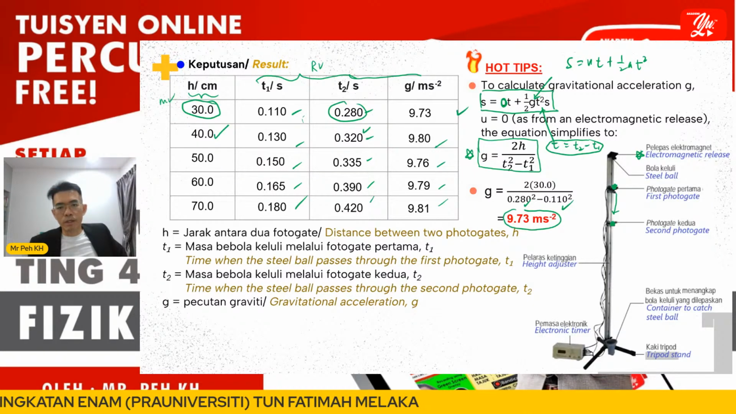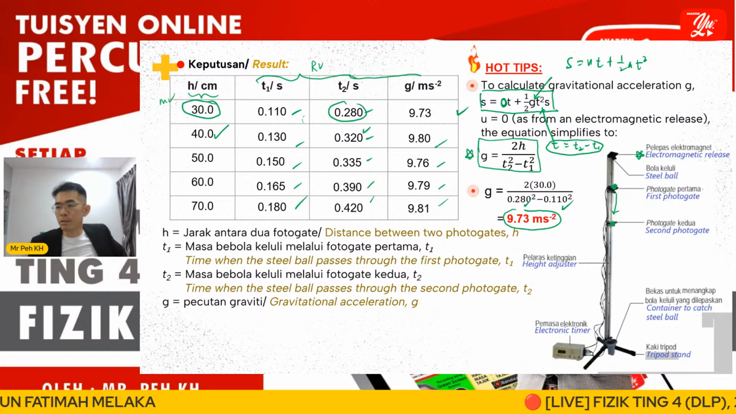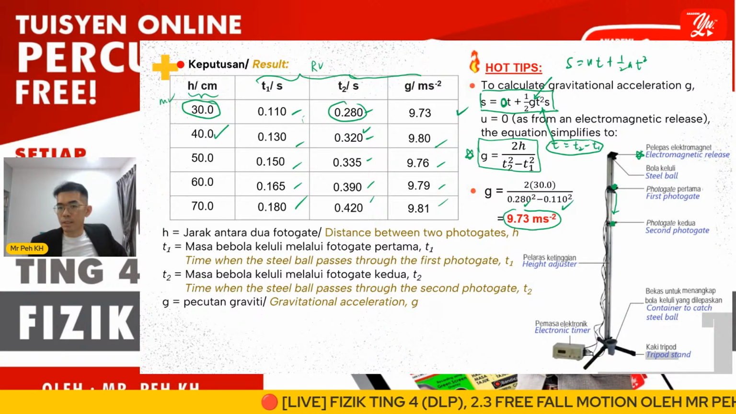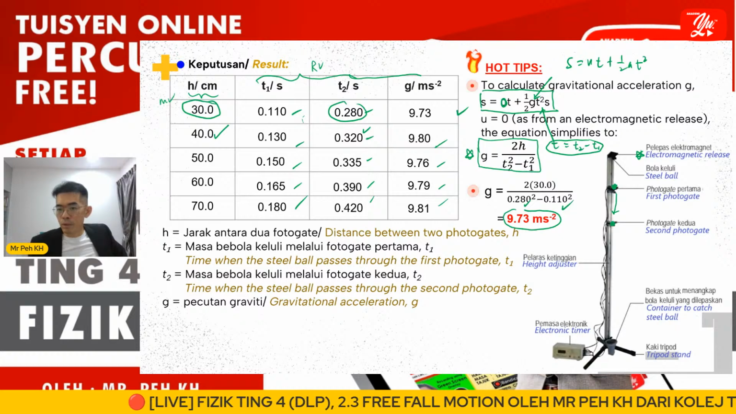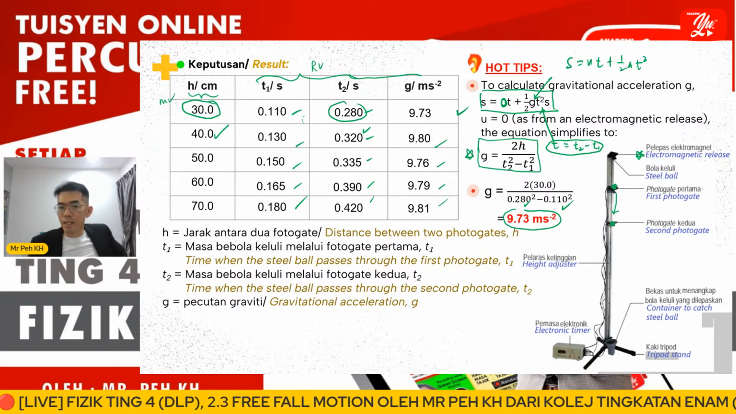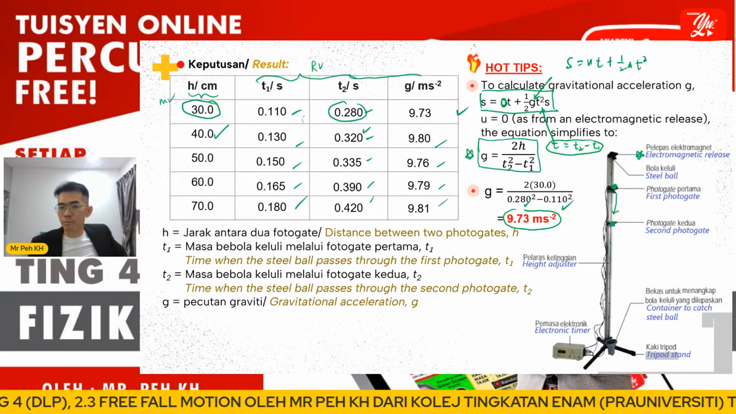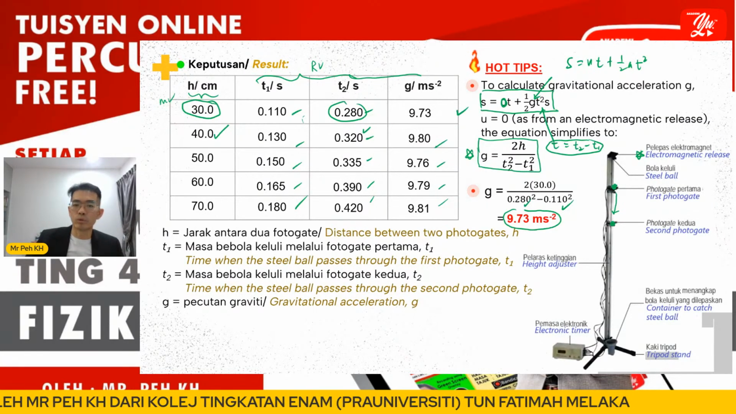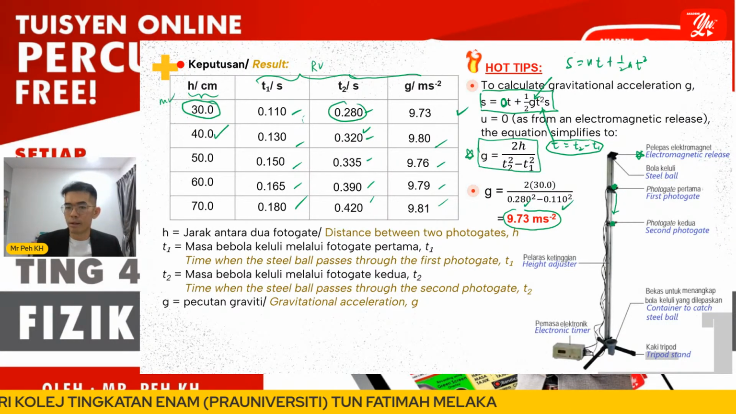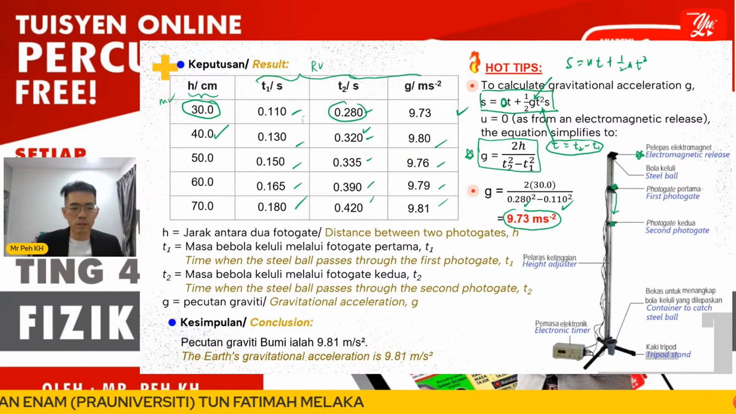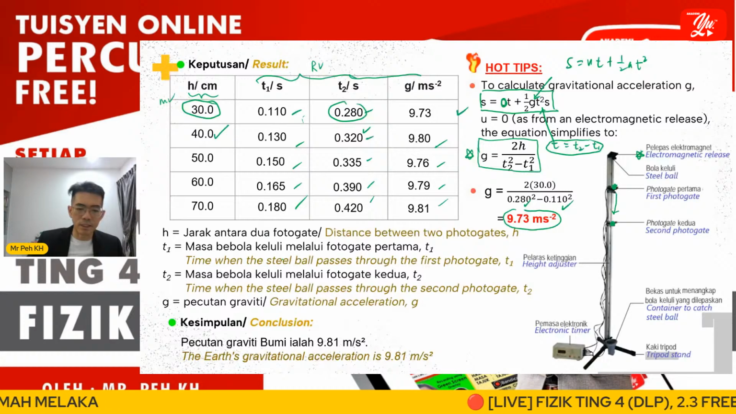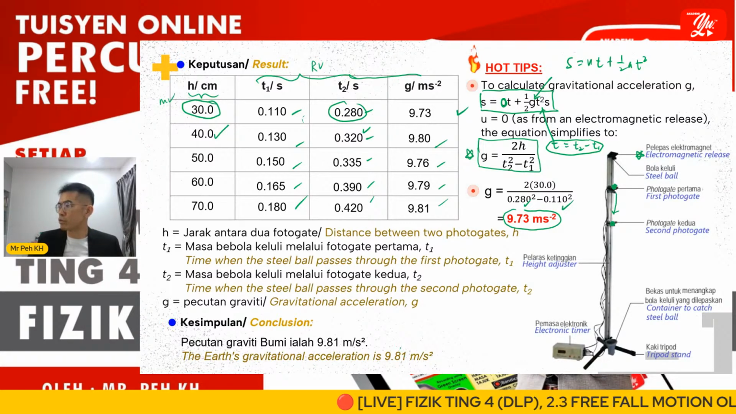Okay, so the value you get is expected to be a little bit smaller than 9.81, because there is an upward force, the air resistance, but it is very, very small and can be ignored. So you see the overall value is quite close to 9.81. Here the conclusion we can make is that the Earth's gravitational acceleration is 9.81 meters per second squared.